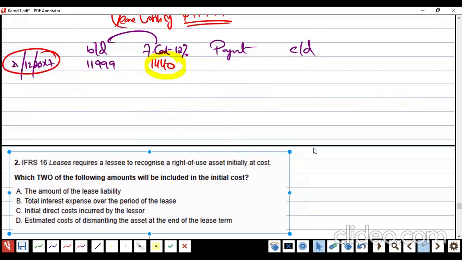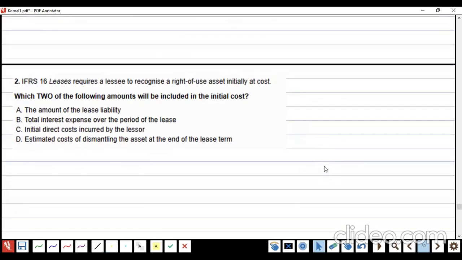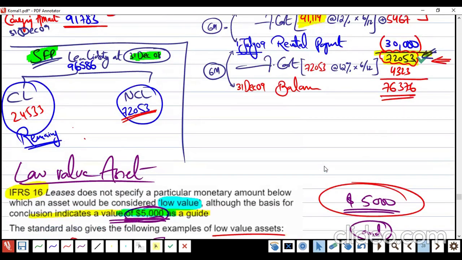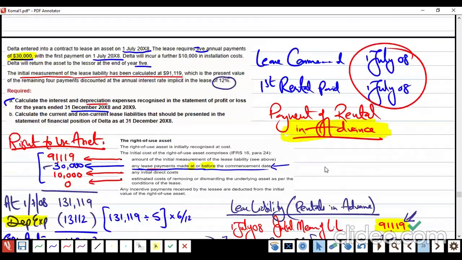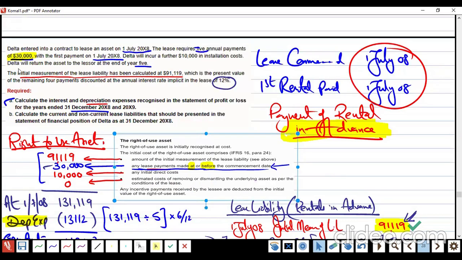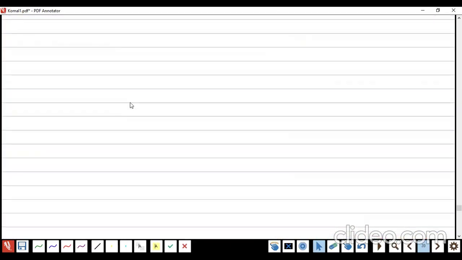Read it, please. IFRS 16 Leases requires a lessee to recognize a right of use asset initially at cost. It is right. But which amount is to be included in the cost? Before I say anything, I will copy something. That's what I explained to you when I taught you this in the question called Delta. I will copy it and paste it here.